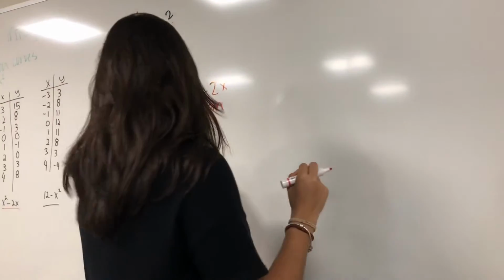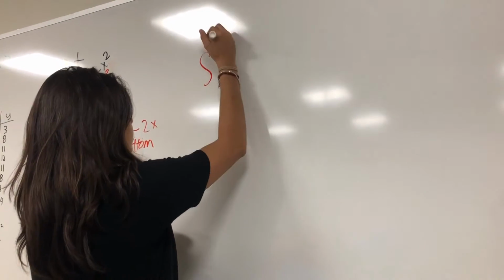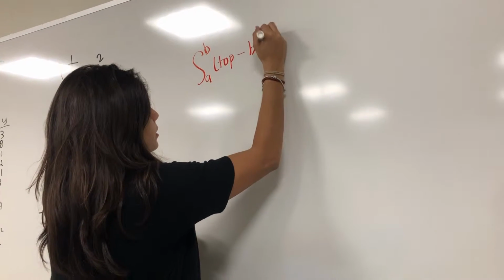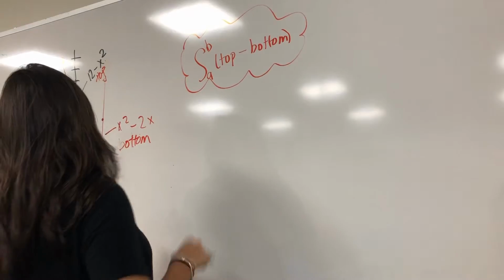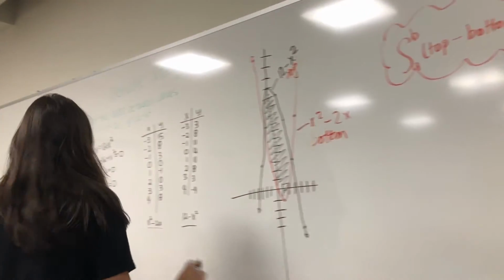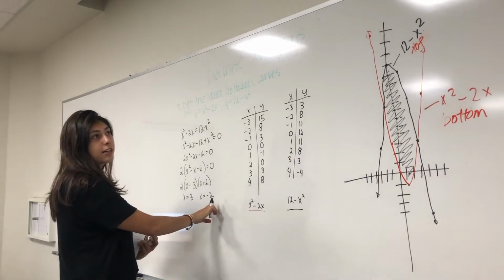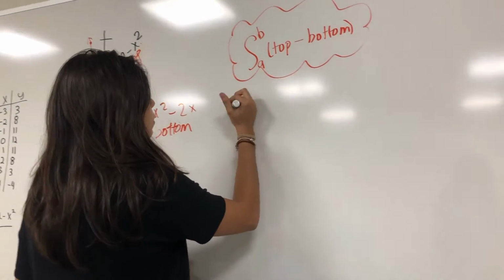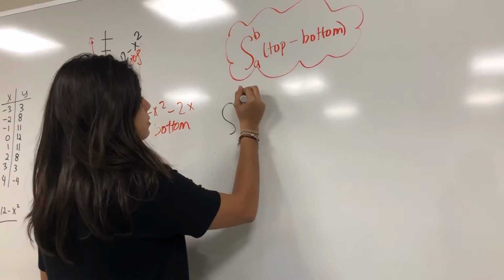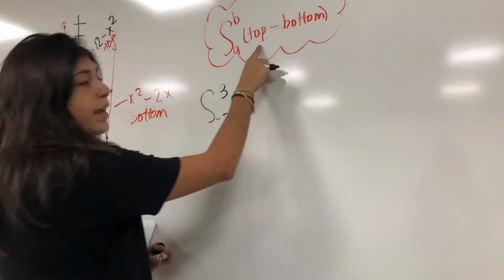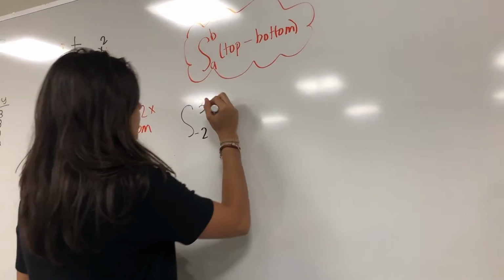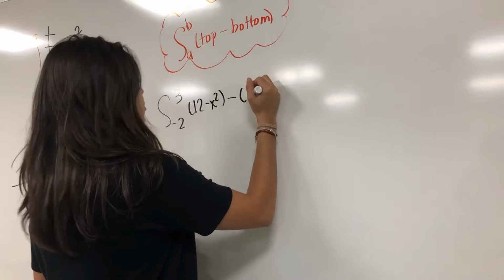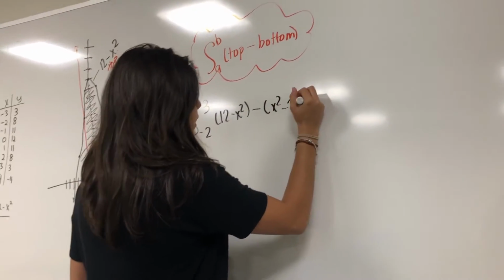So now the formula that I'm going to use is going to be the integral from a to b of top minus bottom. With my x's that I got here, the one that's bigger is going to go on the b and the smallest one is going to go on the a. So I'm going to start integrating, and the limits are going to be 3 and -2, and the function that goes on the top is going to be 12 minus x squared, and then it's minus, and then it's going to be x squared minus 2x.